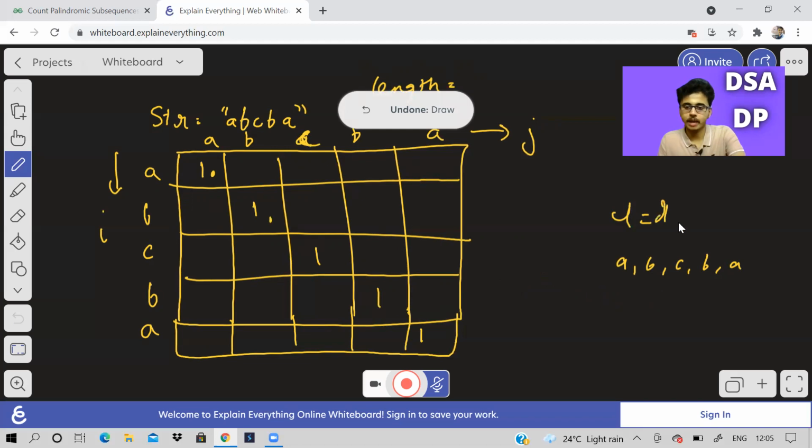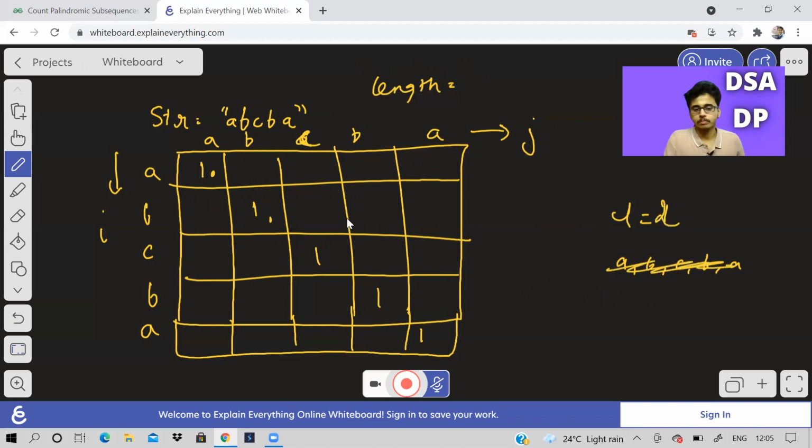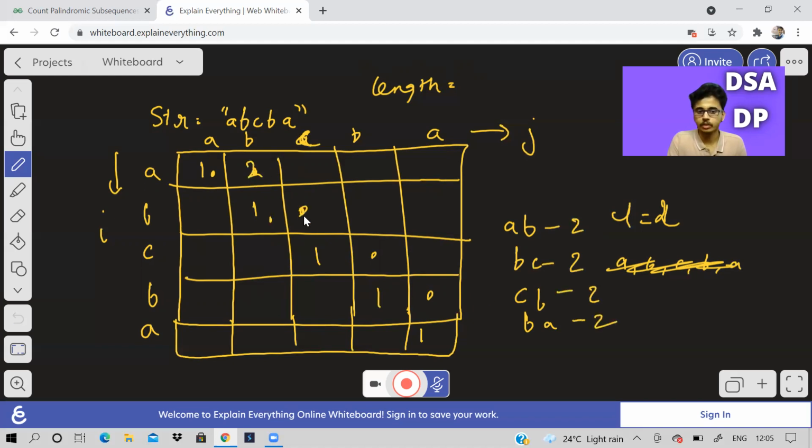Now let us take length 2. So for length 2, it will be all these cells in this diagonal. Because see, we are considering AB, then we are considering BC, we are considering CB and BA. So AB, how many will be there? 2. Here also 2, here also 2, here also 2. So fill 2 everywhere.